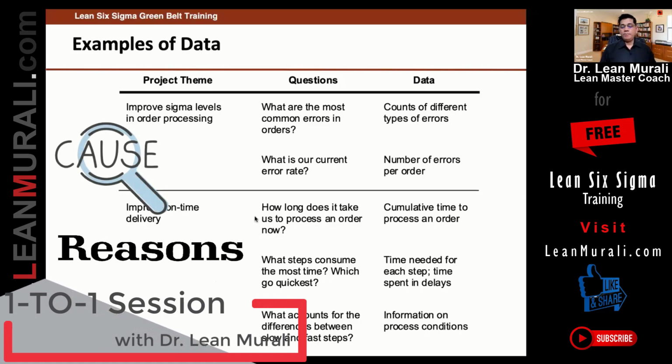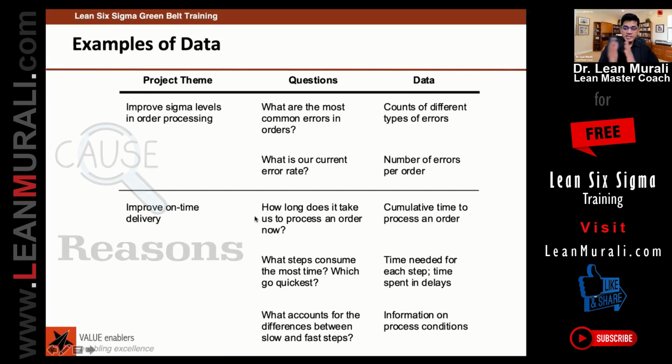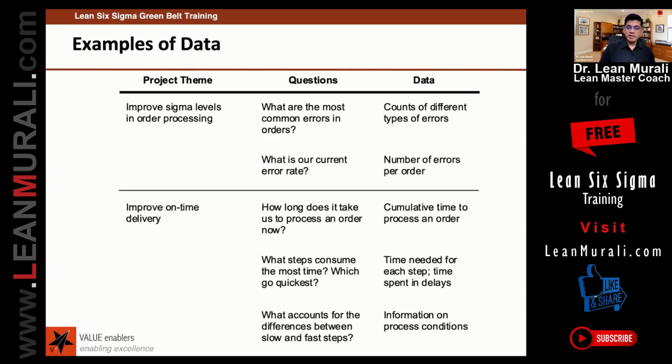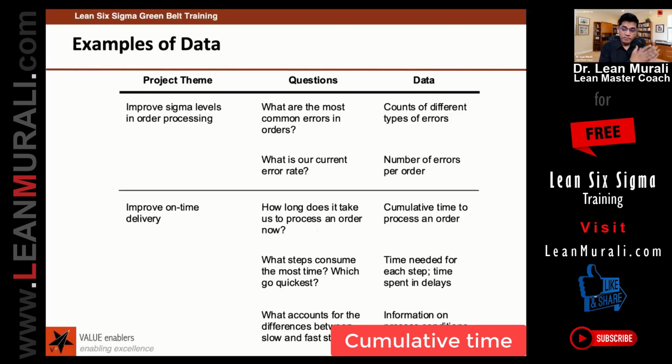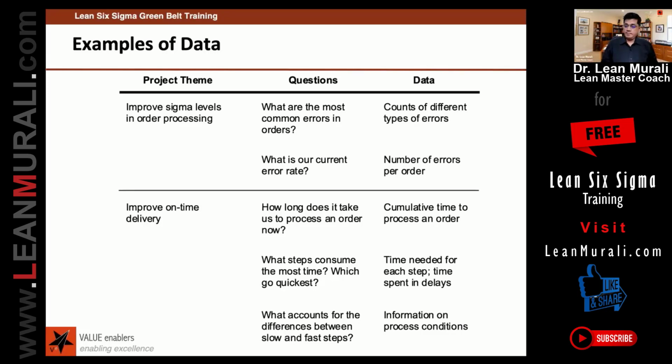Right? Now, let's see the data that we require for each of these data types. For example, how long does it take us to process an order? Now, cumulative time for the process order. You can take 100 pizza deliveries and say the starting point is the time that the purchase order is given to the time that it was delivered to the house. Cumulative time for processing an order, right from this to that, what is the total time taken? That is one type of data.